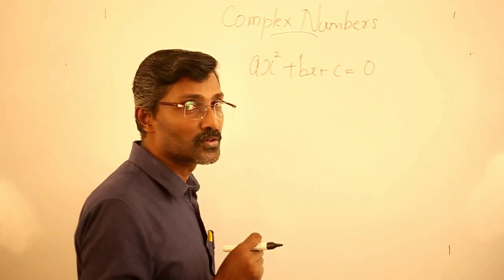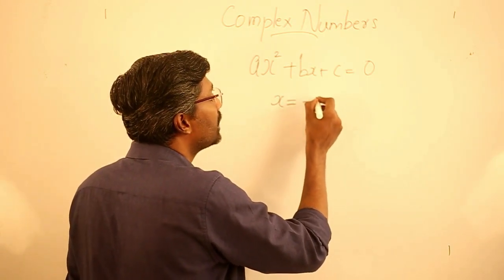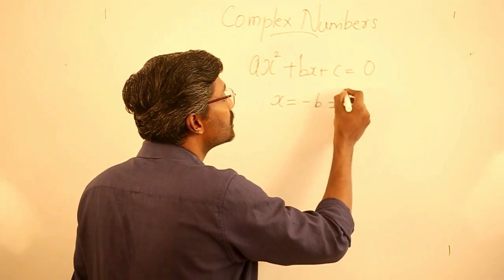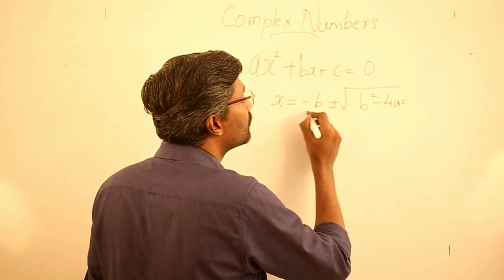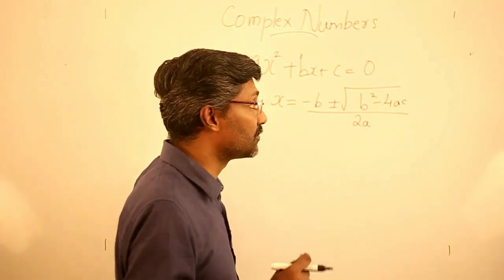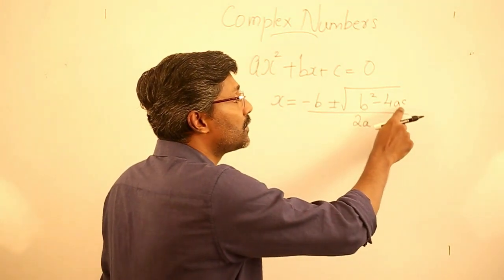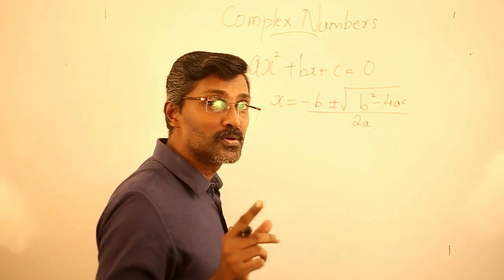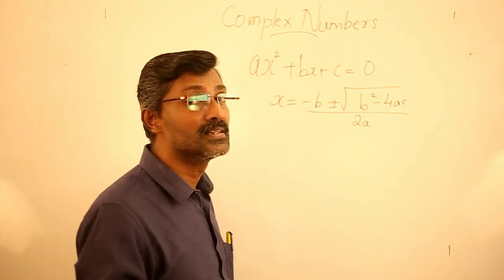How do you find the roots of this equation? It is given by x = (−b ± √(b² − 4ac)) / 2a. All of you remember this? This is a very important equation which you have to remember. And b² − 4ac, I have already told you, is called the discriminant of this equation.